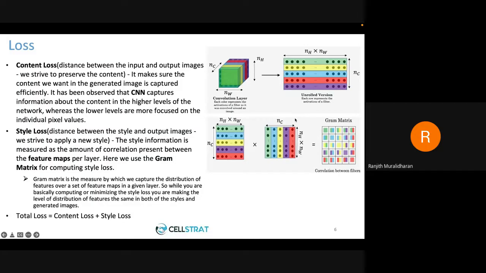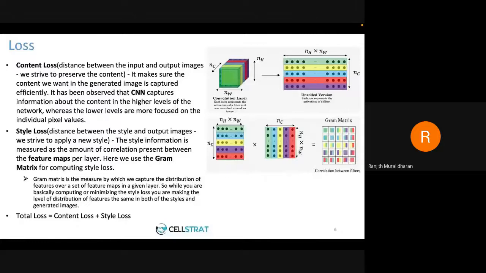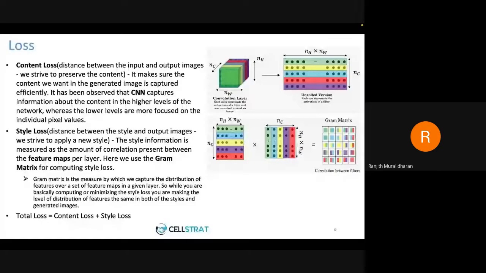So within the content loss, what we will try to do is ensure that the content remains intact, because you don't want the lower layers. You always want the higher levels of your network, because your image has to be as is, your content has to be as is, only a style has to be applied on top. So your content has to be as is.